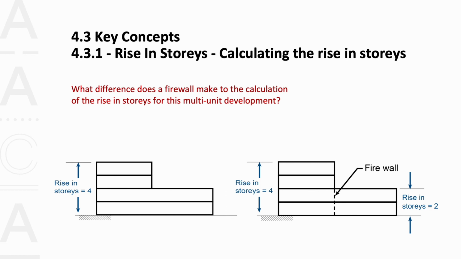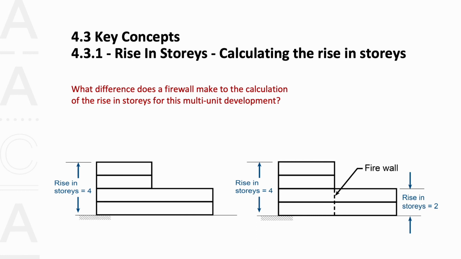So, calculating the rising stories. What difference does a firewall make to the calculation of the rising stories for this multi-unit development? If you want to look further into this, you'll find the information in Part C1 of NCC Volume 1. The answer is, without the firewall, the rising stories is for the entire development. In other words, the two-story section must also be built to meet the fire protection provisions that apply for the four-story section on the left of our diagram.